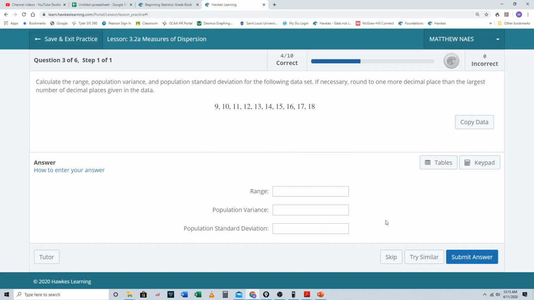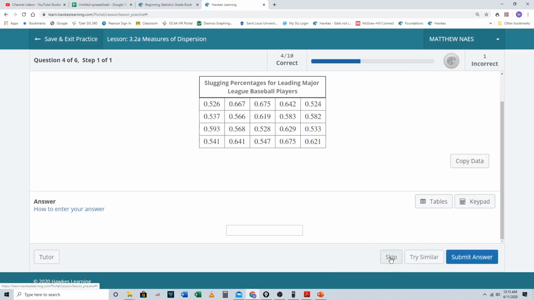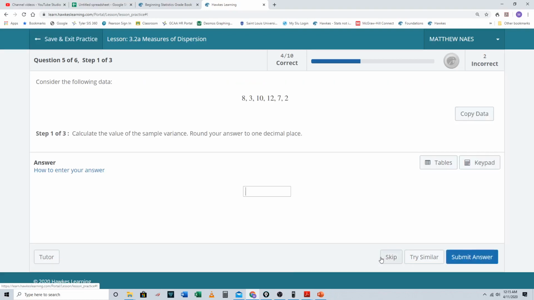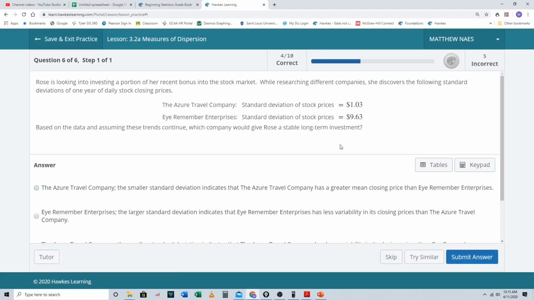Now that's all they're going to ask you on these. Well, they do ask you more questions, so let's get down to it. This is the same question. Calculate sample standard deviation, so again, copy data, sample. Skip this one, skip that one. This is the question.